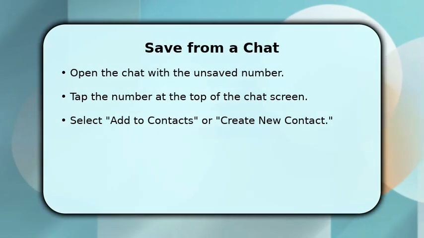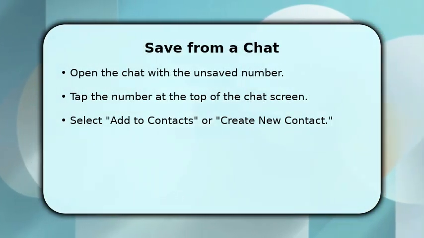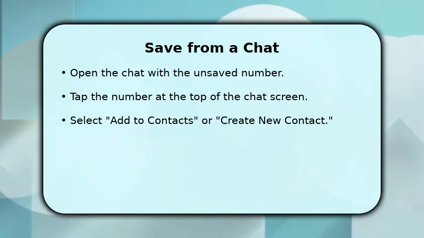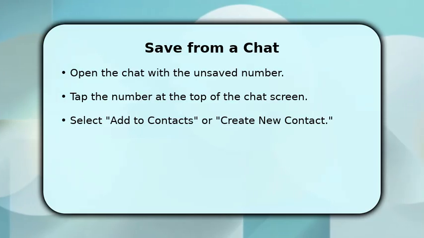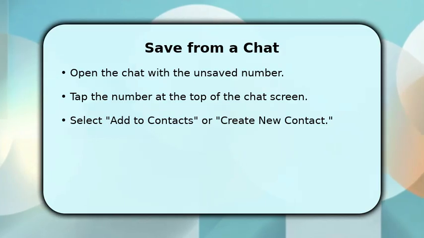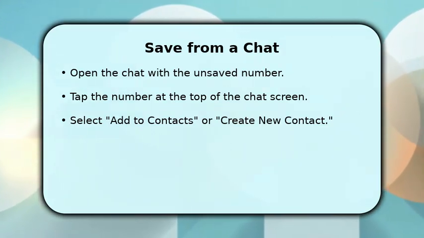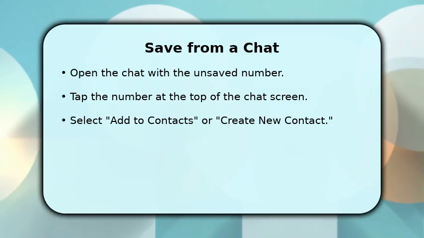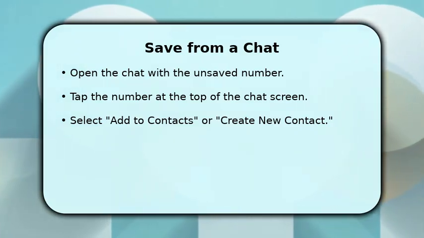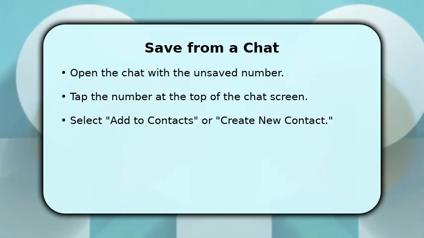To save a number from an active chat, first open the conversation with the unsaved contact. Next, tap on the phone number displayed at the very top of the chat screen. This action will present you with options. Select Add to Contacts or Create New Contact, then simply fill in the necessary contact details like their name. Once saved, this person will be readily available in your WhatsApp contacts.